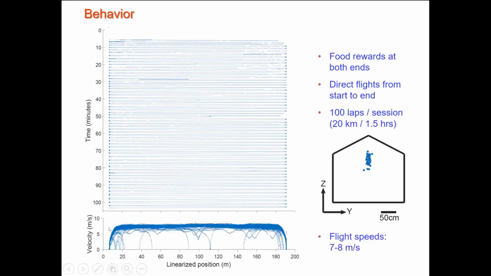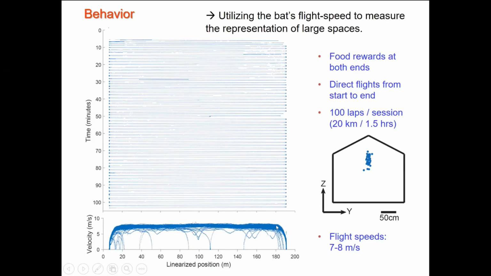The velocity of the bats was very fixed. Here is the speed of the bat along the entire session, and you see it's 7 or 8 meters per second, and it's very, very stable along the entire tunnel. This will be important in a second. So here we're utilizing the bat's fast flight speed in order to measure the representation of large spaces, right? Because we have an animal that moves fast here, we can ask questions about large spaces.